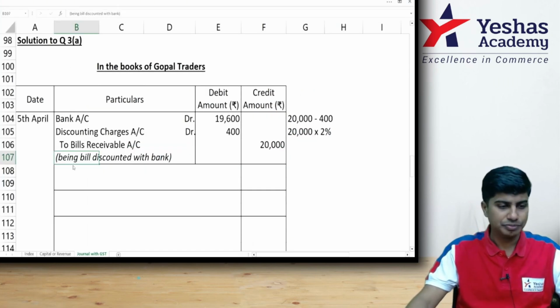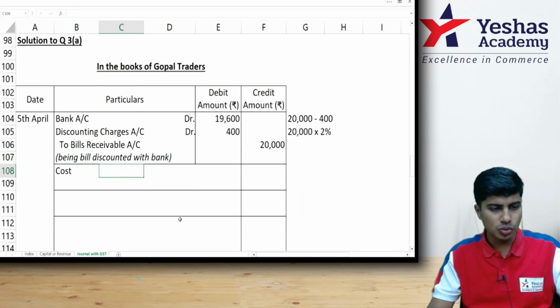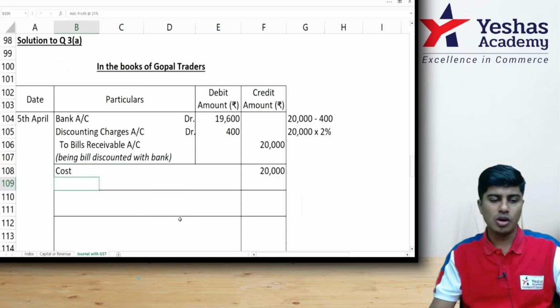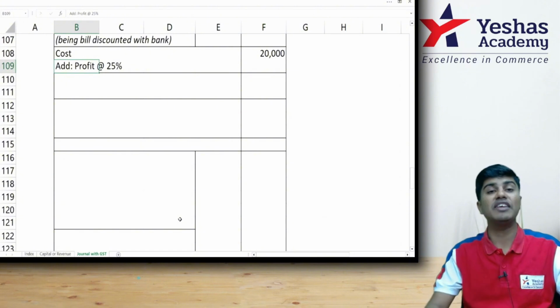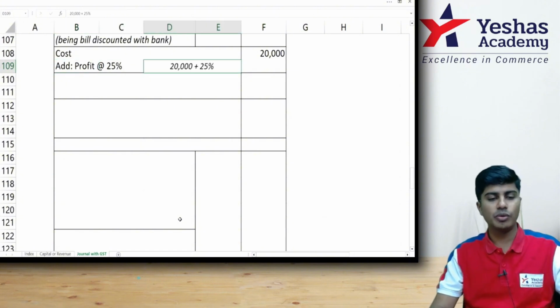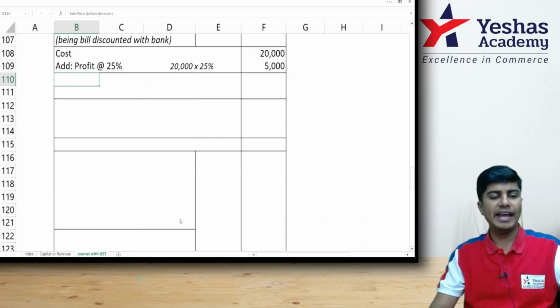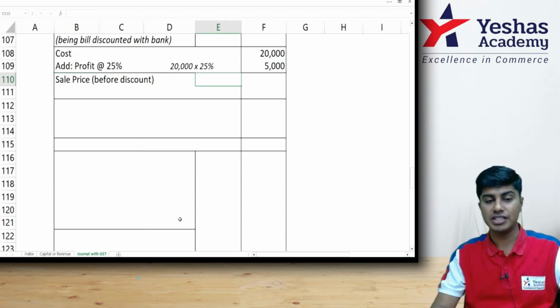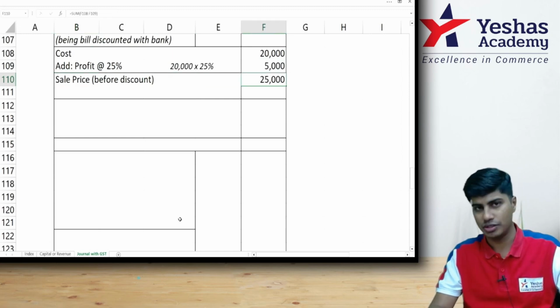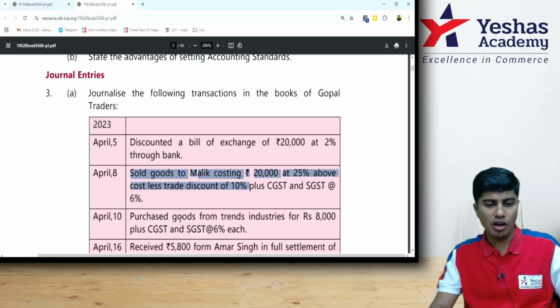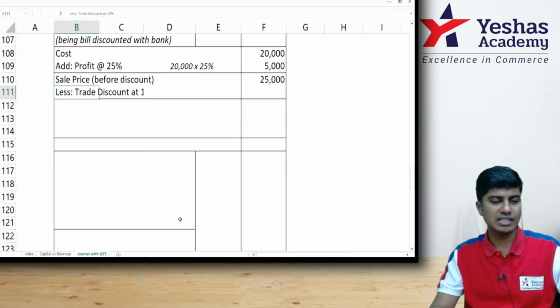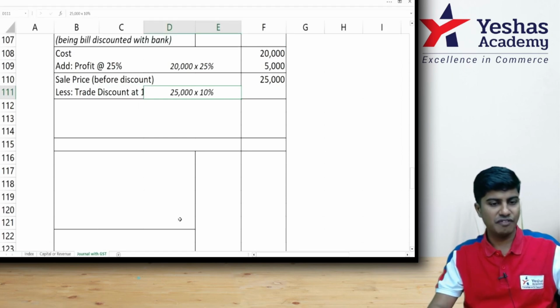Let me show you the computation. The cost of the goods is 20,000. On this we have a profit margin of 25%. 20,000 into 25% is 5,000. Then I have the selling price before giving trade discount as 25,000. I have given trade discount of 10%. Let me write less trade discount 10%. Trade discount at 10% comes to 25,000.